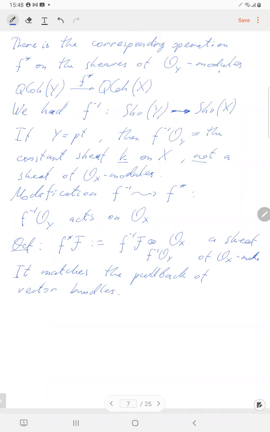And it has some nice properties. Let me list those basic properties. So first of all, it does take quasi-coherent sheaves to quasi-coherent sheaves.